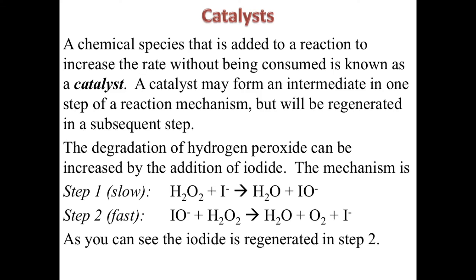H2O2, hydrogen peroxide, plus iodide makes H2O plus IO minus, which is hypoiodite. And the hypoiodite plus another peroxide makes H2O plus O2 plus iodide. So note here that the iodide is regenerated in step 2. It is a reactant in step 1, a product in step 2, which is the difference from an intermediate, and that is, an intermediate is a product in a step and then consumed in a later step.